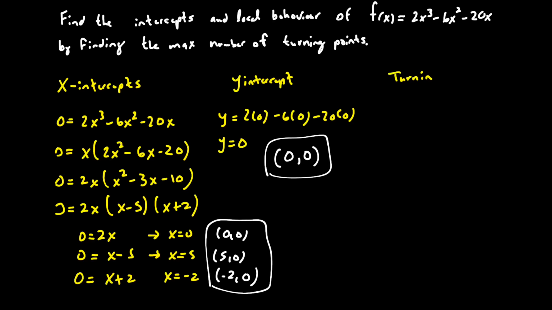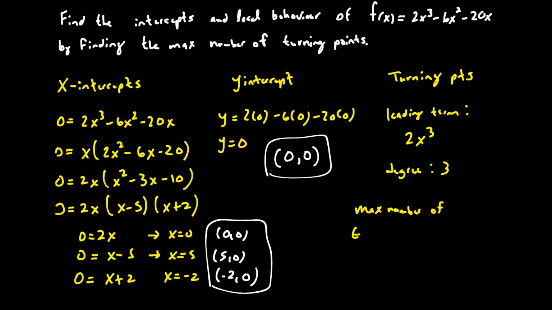Now, in the last part of the problem, we want to find the turning points, specifically the max number of turning points. To do that, we need to find the degree of our polynomial. The leading term is given by 2x^3, which means the degree of our polynomial is 3. Therefore, by the previous important statement, we know the max number of turning points is 2.